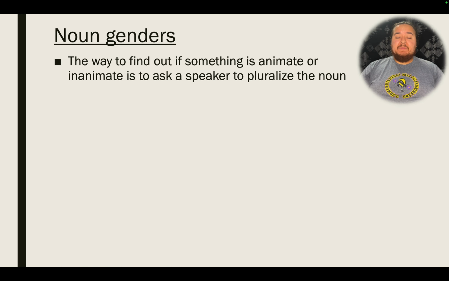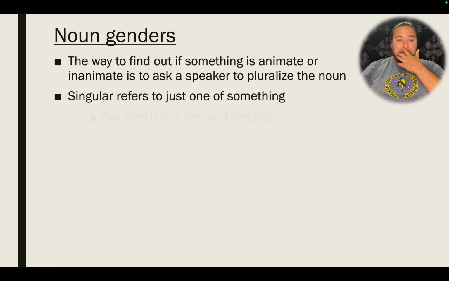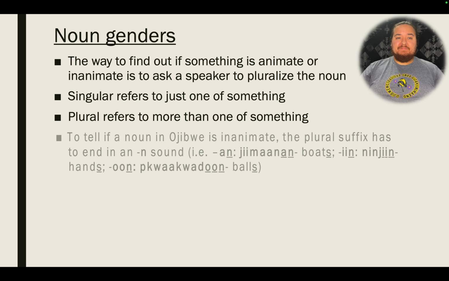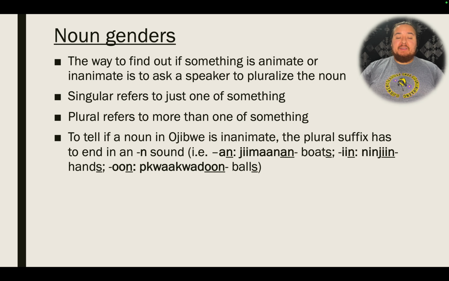So to find out if something is animate or inanimate, ask a speaker to pluralize the noun. So singular refers to just one of something. Plural refers to more than one of that same thing. So to tell if a noun in Ojibwe is inanimate, the plural suffix ends in an N sound. So jimaanan for boats, niinjan for hands, and kwakwadon for balls.